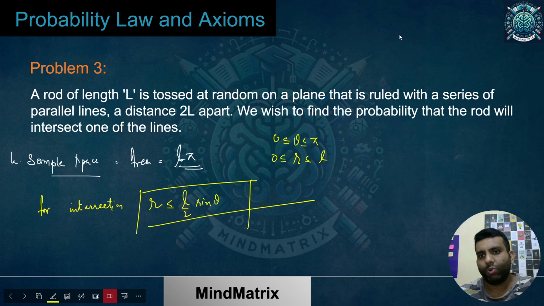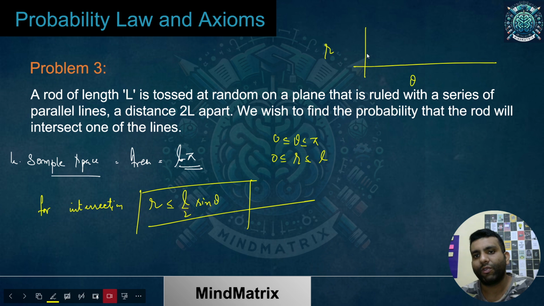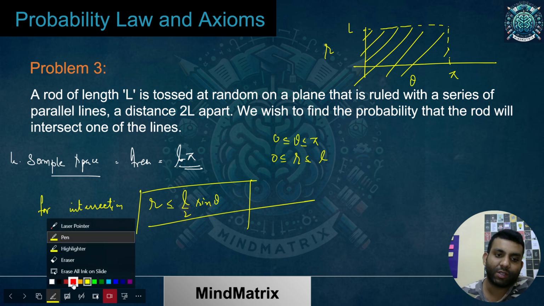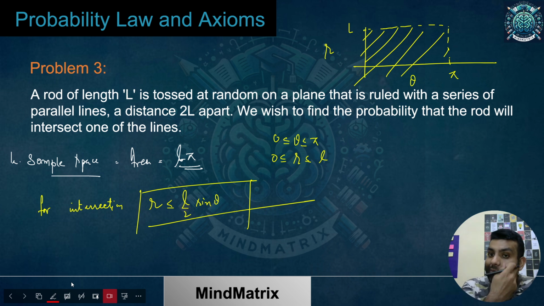You could see this when I talked about it: when theta is present over here and r was present, then it went up to pi and there was this L. We discussed this complete area and said that this complete area is my sample space. Yes or no? Just try to recall this. Now if I talk about the event I'm looking for, those points where I will have an intersection, I know that is in the form of L by 2 sine theta. So whenever I put in theta, I'll get some r value.